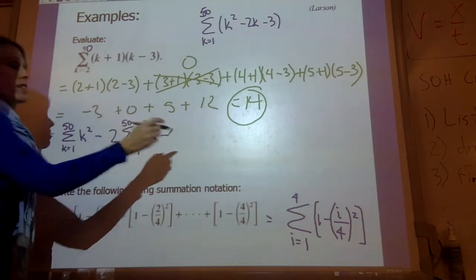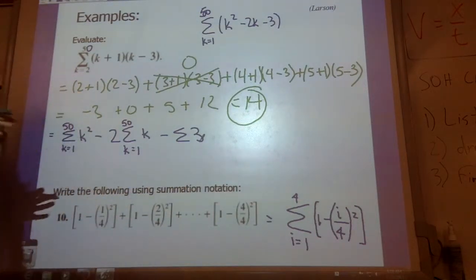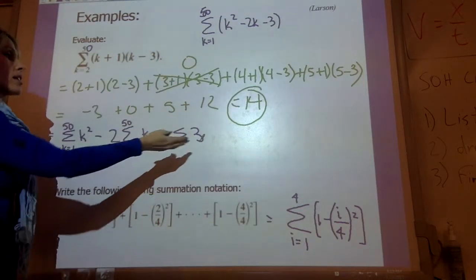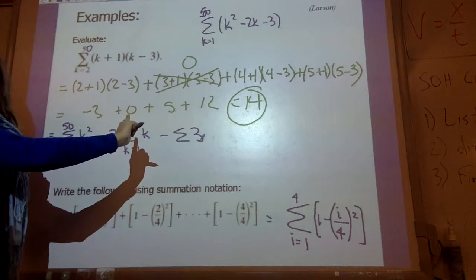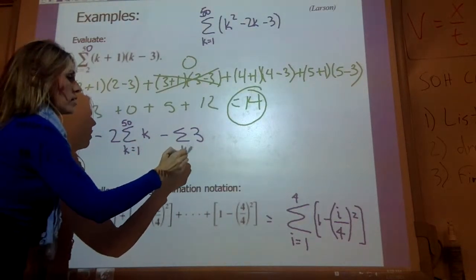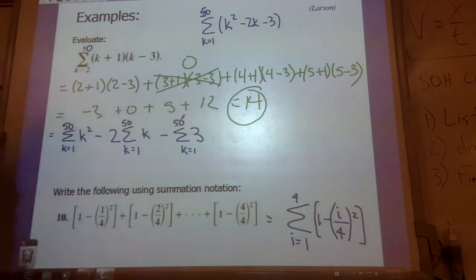Minus. Now, this is up to you. I'm going to leave the 3 in. When we're trying to do those, like finding the area under the curve, a lot of times people will pop the 3 out and leave a 1 in there, which seems weird too. The summation of the constant would be the constant times 50, right? We'll say that for the next step.